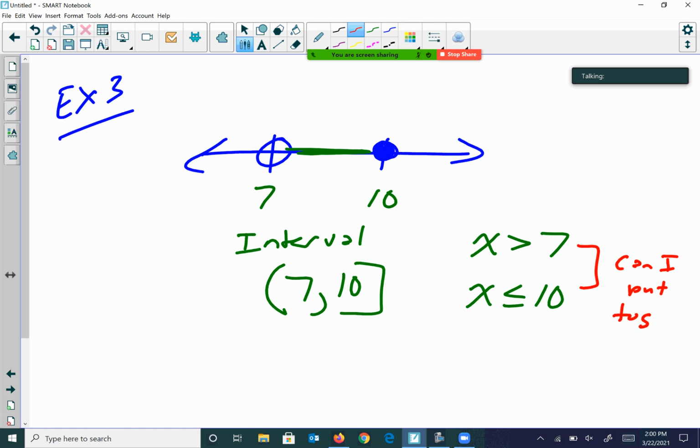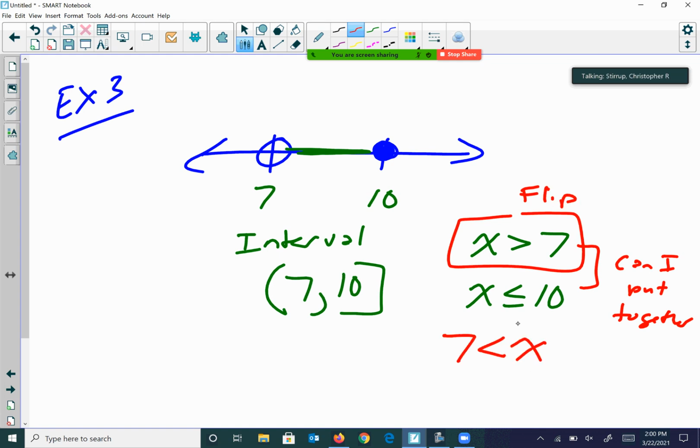And the answer is yes. When you put this together, you're going to take this whole thing, because it's the smaller, and you're going to flip it. So that's going to give you 7 is less than x, and then you just put that part at the very end. And there's your answer.